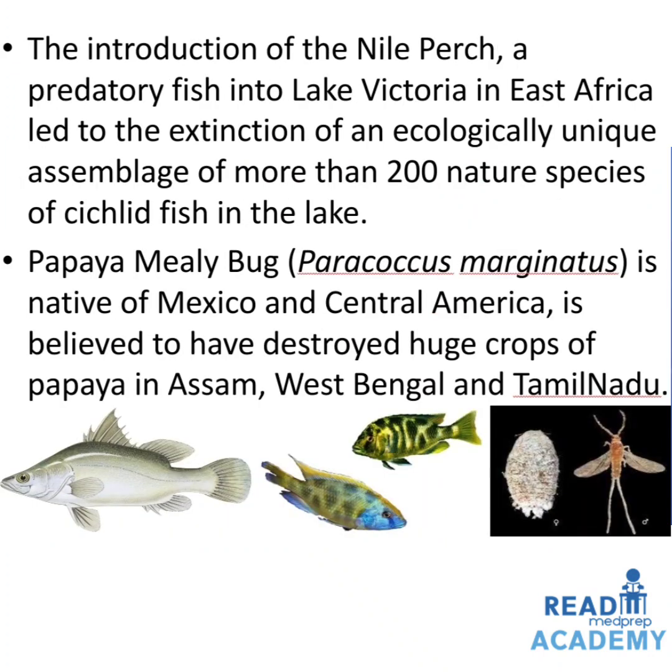The introduction of Nile perch, you can see the image below on the left side, a predatory fish, into Lake Victoria in East Africa, led to extinction of an ecologically unique assemblage of more than 200 native species of cichlid fish in the lake. You can see the image of the cichlid colorful fishes in the center.